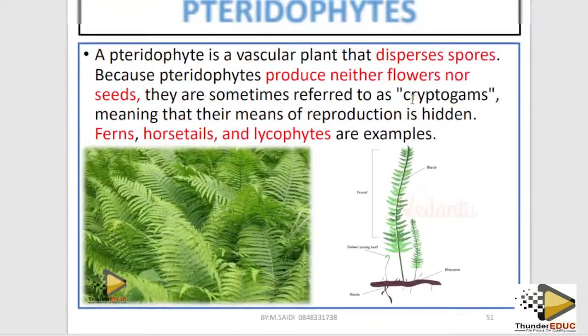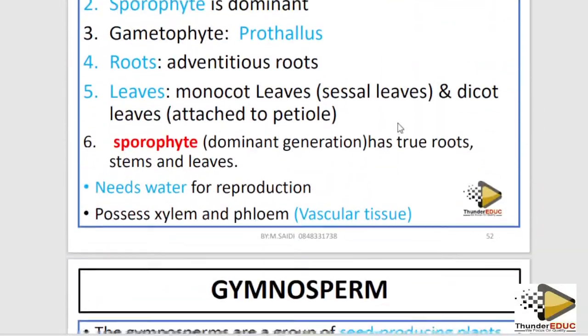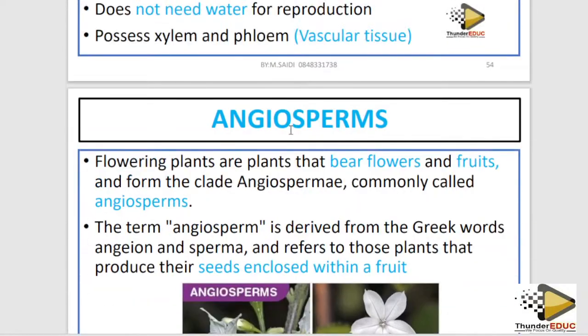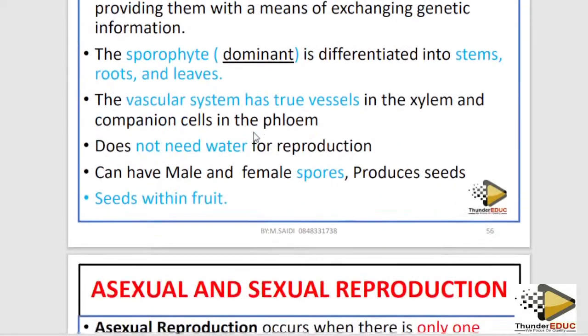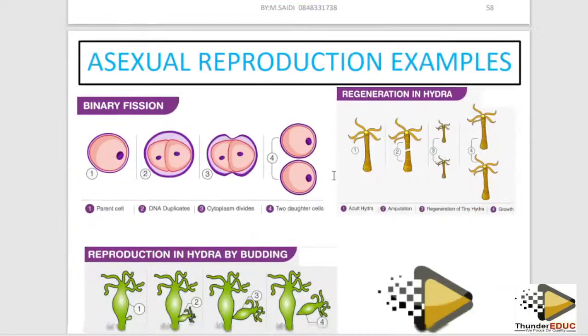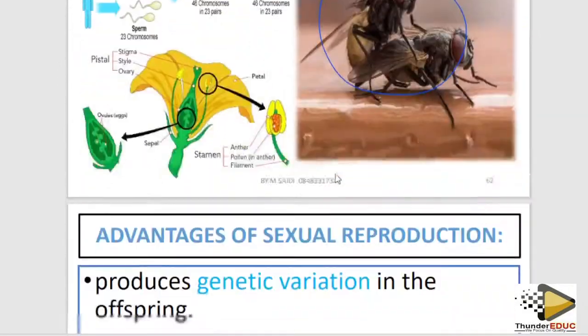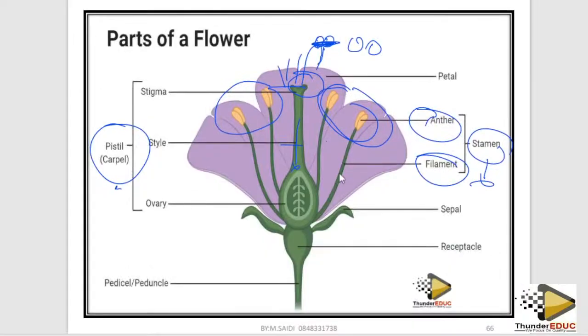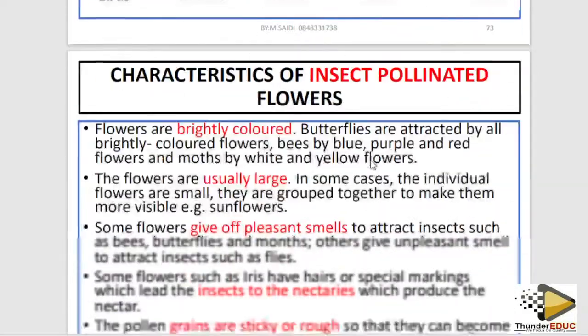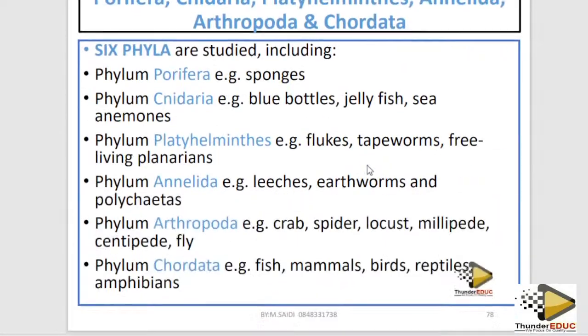Then we said the properties, we said the characteristics. These ones are naked seeds. These ones are true, they have a fruit, meaning that the seeds are enclosed in a fruit. Then I said that in the angiosperms, asexual and sexual differences, you must know them. I showed you the questions. And then also the flower, I talked about the structure of a flower and the different structures of a flower. I asked you, how do you identify this is insect pollinated, this is non-insect pollinated? I also talked about the difference between insect pollinated and wind pollinated. Please make sure that you know that.